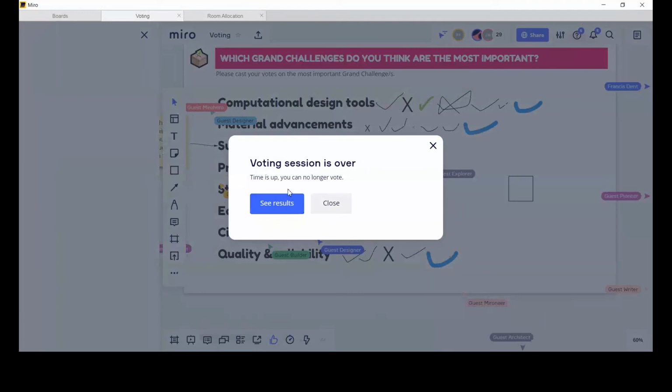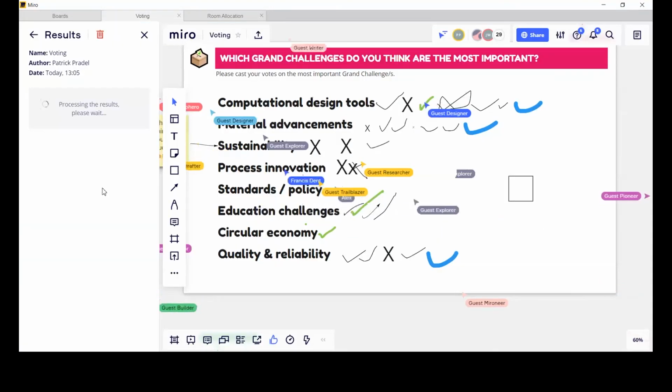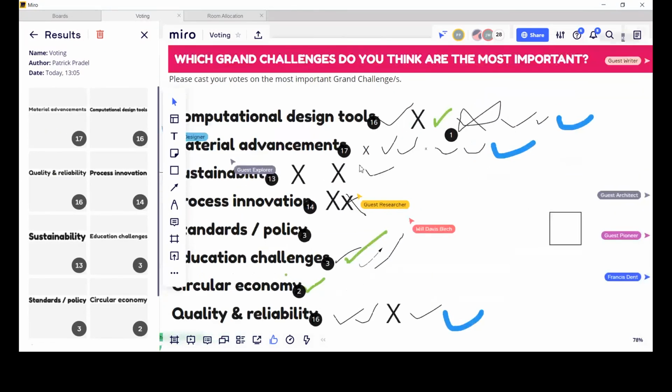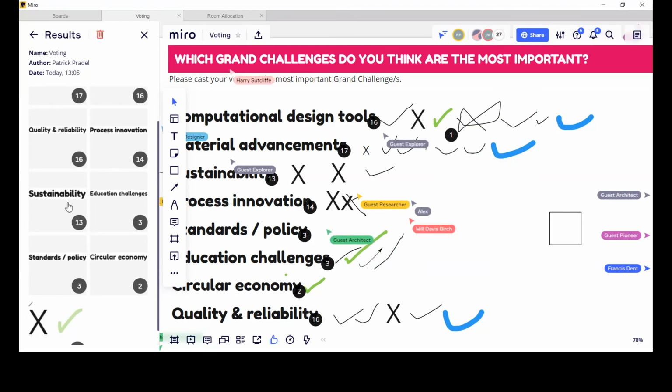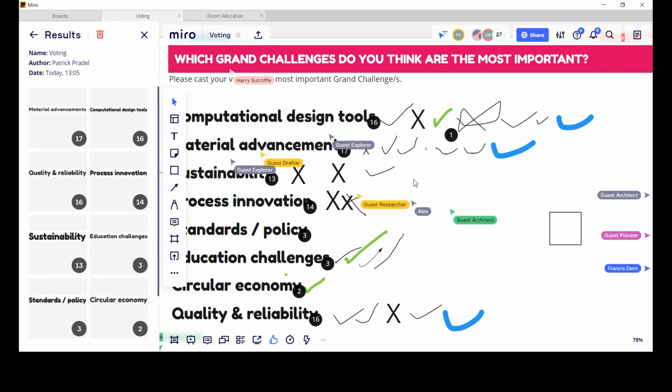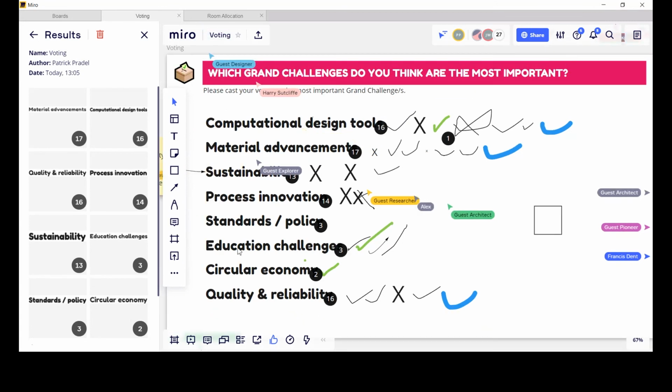Okay, so we have finished the voting session. And here are the results. We can see that the first place is material advancements. And then, adding these votes, computational design tools, quality and reliability, process innovation, and sustainability. Education challenges, circular economy, and standards and policies have received limited votes, I guess from what I can see, both from the results as well as the written votes.